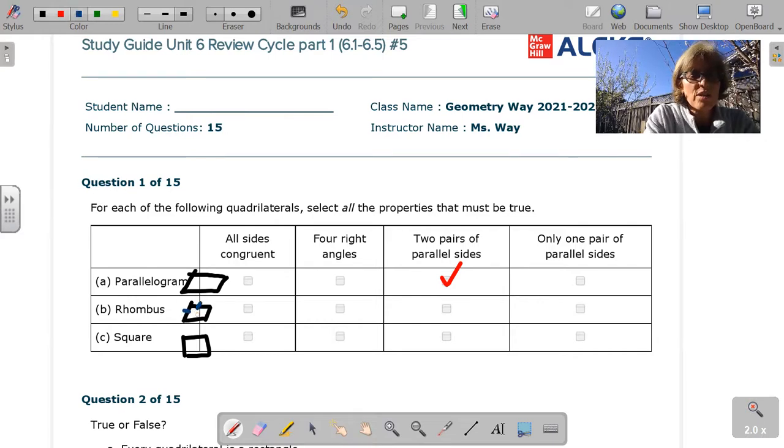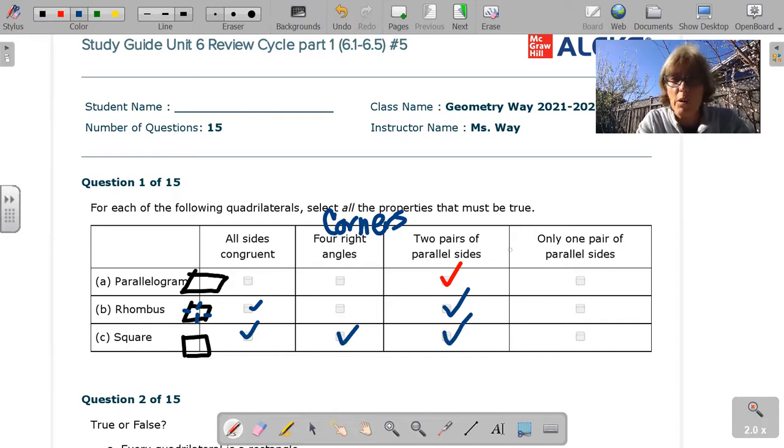Rhombus, are all sides congruent? Yes, by definition. Do you have 4 right angles in the corners? No, although it does have a right angle in the middle, but the right angle here means corners. Does it have 2 pairs of parallel sides? Yes. A square has all sides congruent and all right angles, 2 pairs of parallel sides.